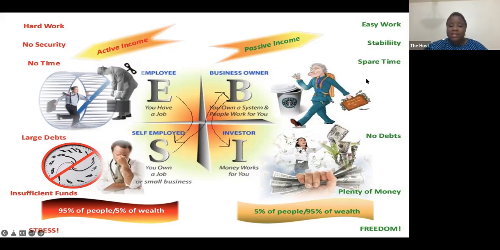And you know the thing about this part is that 5% of people here have access to 95% of the world's wealth on this right side. And the things that characterize this right side are easy work, because people are doing this for them. Easy work, there's stability, there's spare time, no debts, plenty of money. That's for the investor. No debt, plenty of money, and freedom. And 5% of people in the world have access to 95% of the world's wealth.